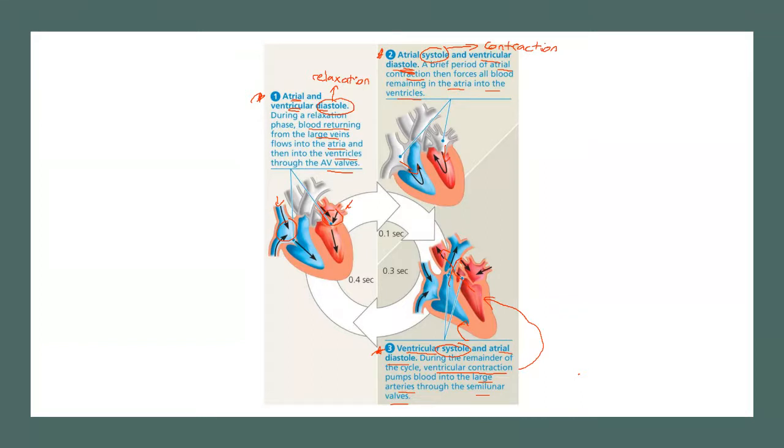Remember this. This is called the cardiac cycle. It's very important. This is a very general cardiac cycle. Not a lot of detail, but these are the basic steps. Make sure you understand what systole means, what diastole means, and what the purpose of it is.